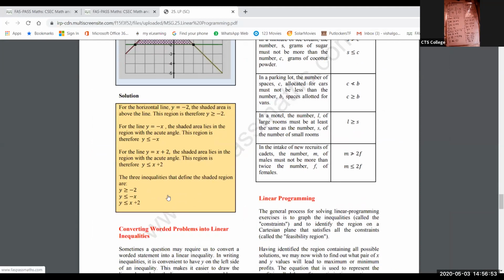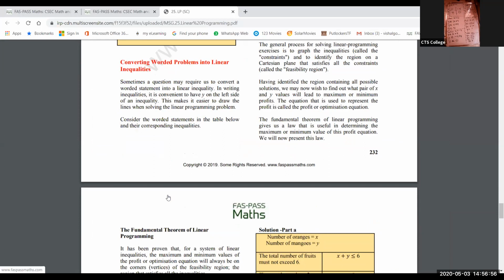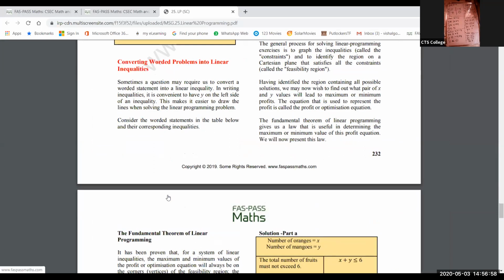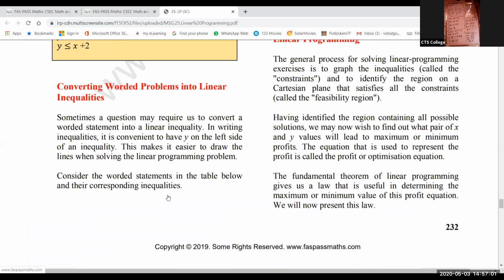Now, a type of problem that they love to bring in CSEC, if you have to write paper 2, is converting worded problems into linear inequalities. I can remember very clearly, I loved this topic when I was in CXC, and because I liked it so much, I thought I was really good at it, and I did not even bother to revise it. This particular question was the only question in that paper that gave me trouble, a worded problem, linear inequality, and I'll never forget it. So let's look at this.